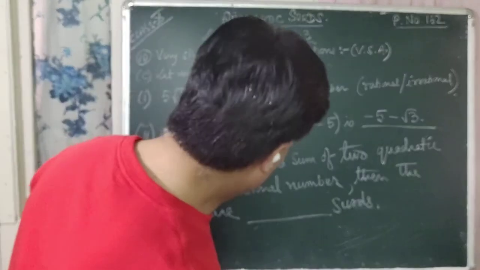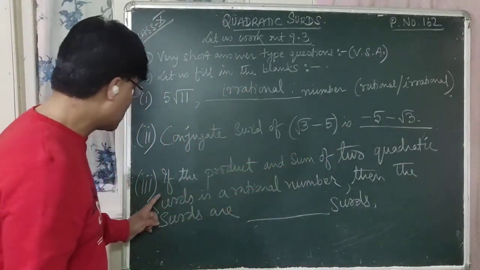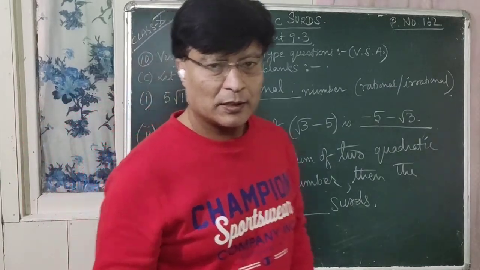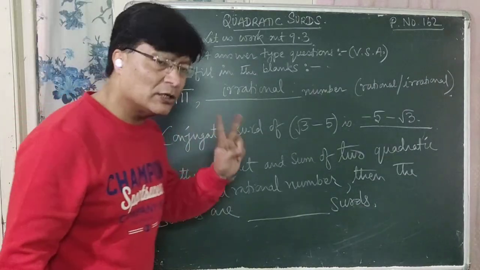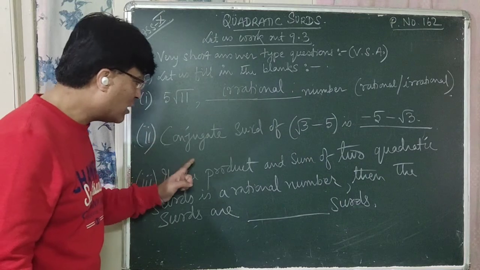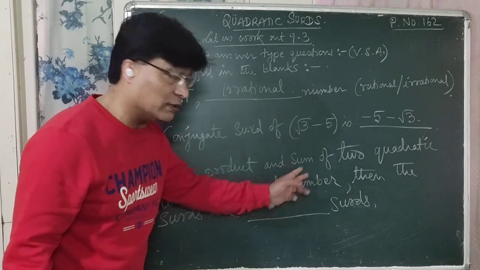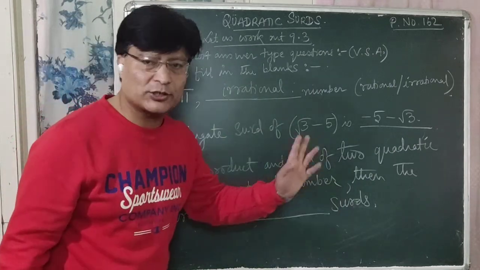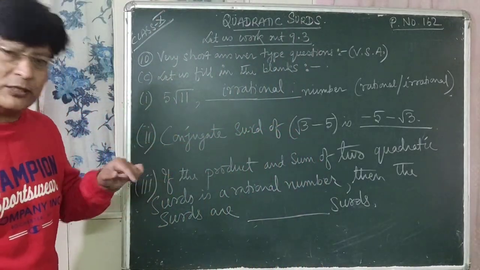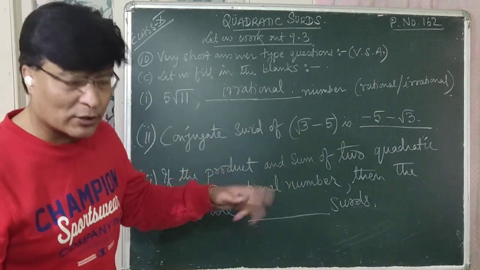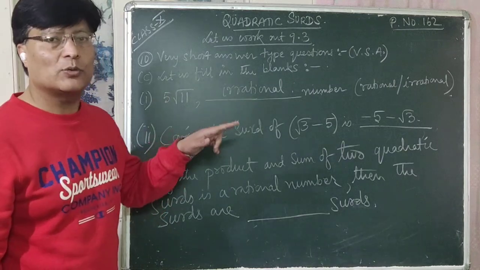So now, for number 3, if the product and sum of two quadratic surds is a rational number. So you have got two quadratic surds. If you find out their product as a rational number and also their sum as a rational number, then the surds are dash surds. So what type of surds is that? If the product of two quadratic surds is a rational number, and the sum is also a rational number, then that type of surds are known as which surds?